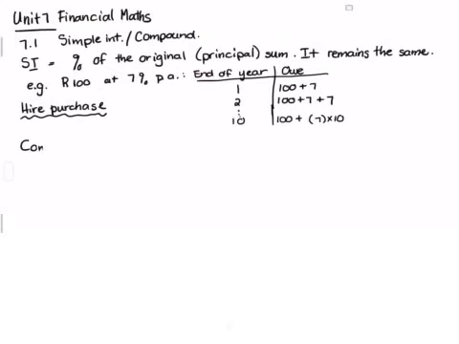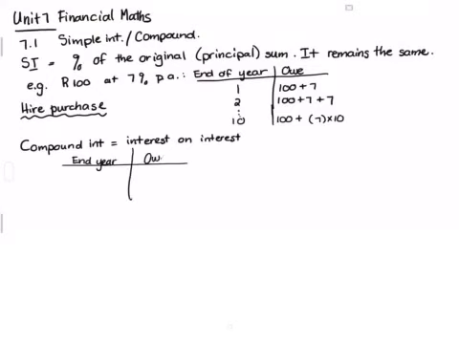Compound interest is different because you get interest on your interest. So if again you borrow 100 Rand at 7% per annum, then end of year so many, you owe how much? End of year 1, you owe your 100 Rand plus 7 Rand.